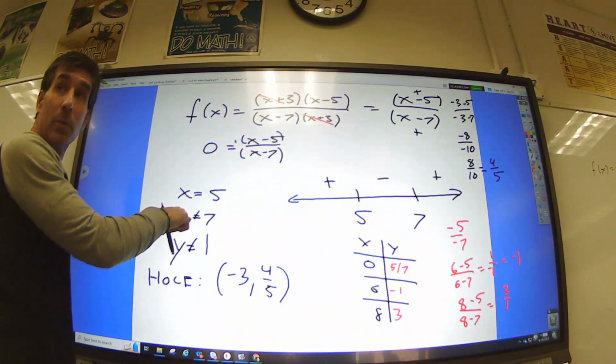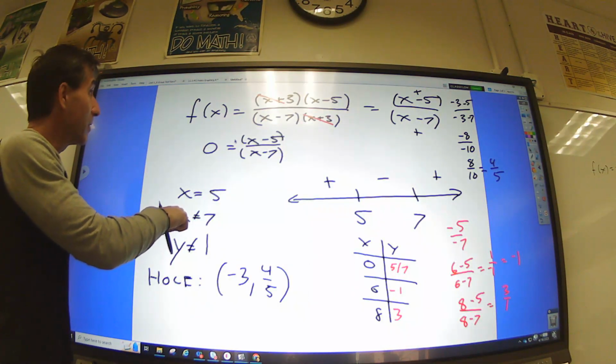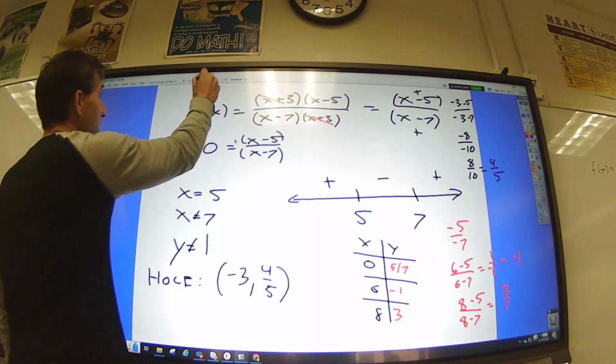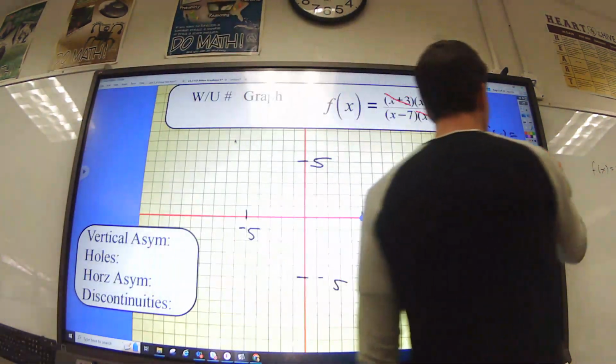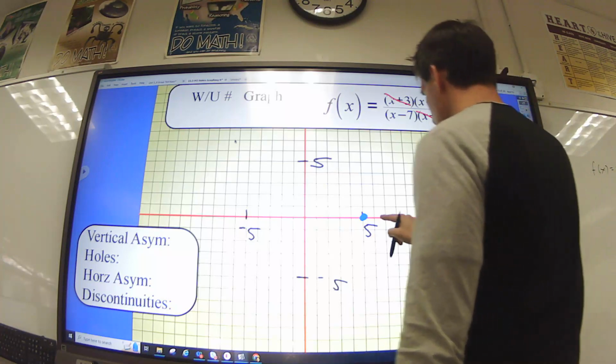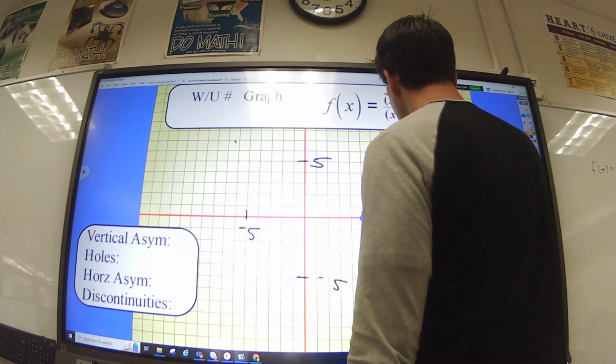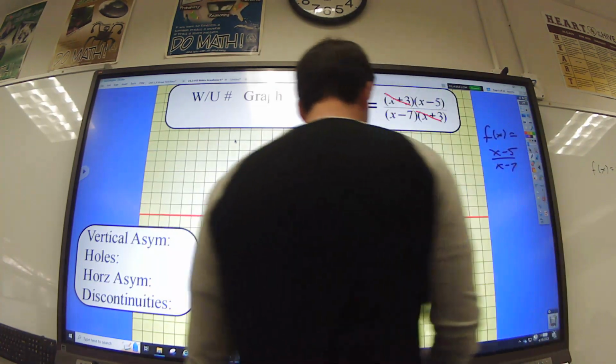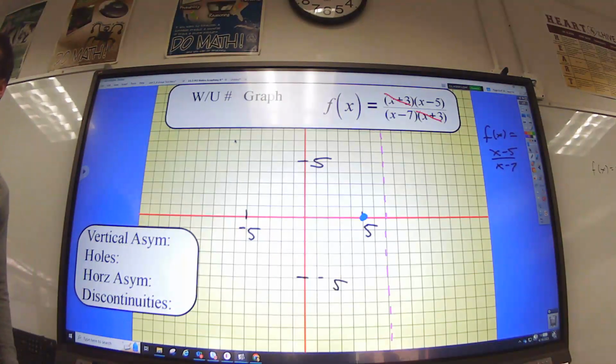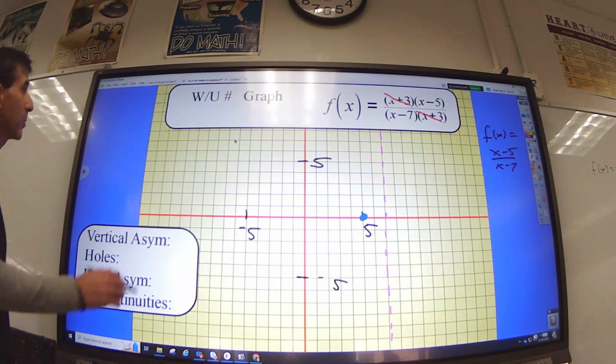Next, I got my asymptote. X cannot be 7. So I'm going to go to 7. I'm going to do my asymptote in blue. 5, 6, 7. I got it right here. There's my vertical asymptote.